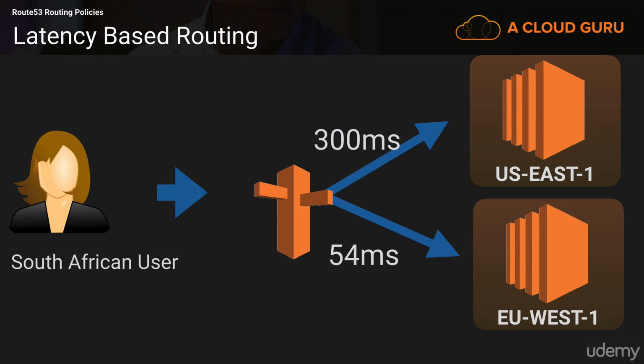You might decide that you want to have an EC2 instance in every single region that AWS has currently, and then set up latency-based routing so that no matter where your users are, whether they're in South Africa or South America or Antarctica, they're always going to get the lowest possible latency.